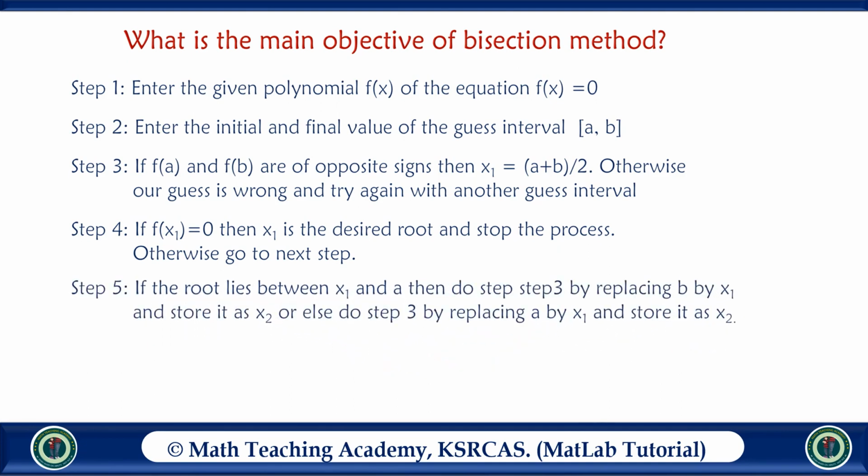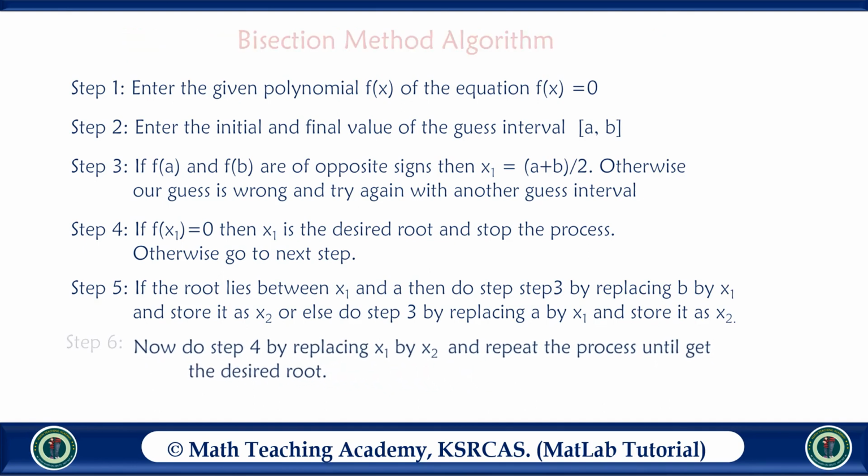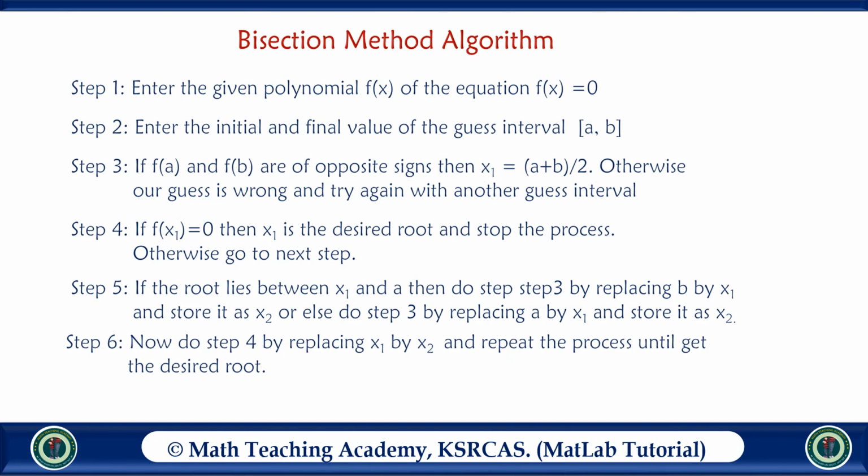Let it be step 5. If the root lies between x1 and a, then do step 3 by replacing b by x1 and store it as x2, or else do step 3 by replacing a by x1 and store it as x2. Let it be step 6. Now do step 4 by replacing x1 by x2 and repeat the process until we get the desired root. This is the algorithm for the bisection method.